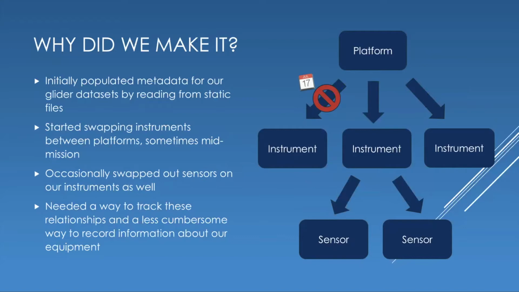configuration. As our glider fleet grew and we started swapping instruments between platforms, sometimes mid-mission, and occasionally swapping sensors on our instruments, it became increasingly difficult to track these changes. So in addition to recording information about sensors, instruments, platforms, we also track the relationships between them, when a sensor was attached to an instrument, when an instrument was attached to a platform, and which platform was used in a platform deployment. These records allow us to automatically include relevant metadata in our process data files.